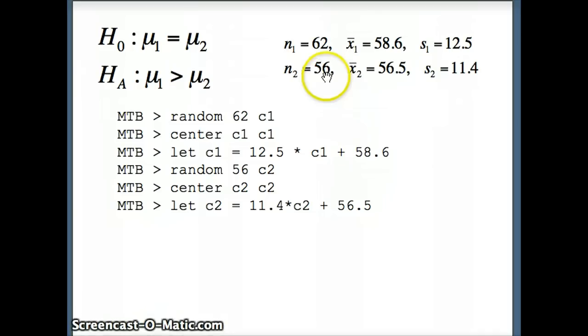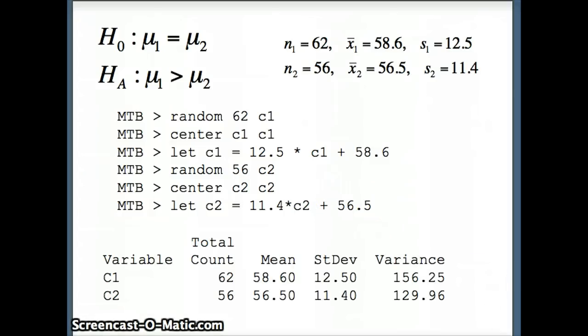Similarly, random 56 C2, center C2, so that x bar is exactly 0 and s is exactly 1. Multiply by 11.4 will convert the standard deviation to be 11.4. Add 56.5 will convert the mean to be exactly 56.5. And then we can look at the numbers, and indeed they match with what we expect them to be.